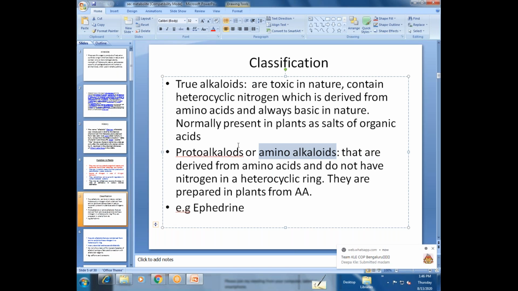Okay. Next one is protoalkaloids or the amino alkaloids. These are derived from amino acids and do not have nitrogen in a heterocyclic ring. Instead of a heterocyclic ring, the nitrogen is present in a side chain. These nitrogen atoms are not present in the heterocyclic ring. Now, what is a heterocyclic ring?